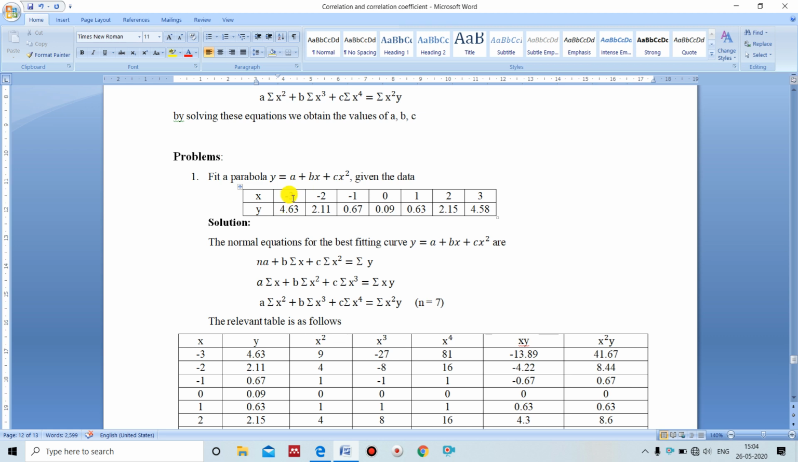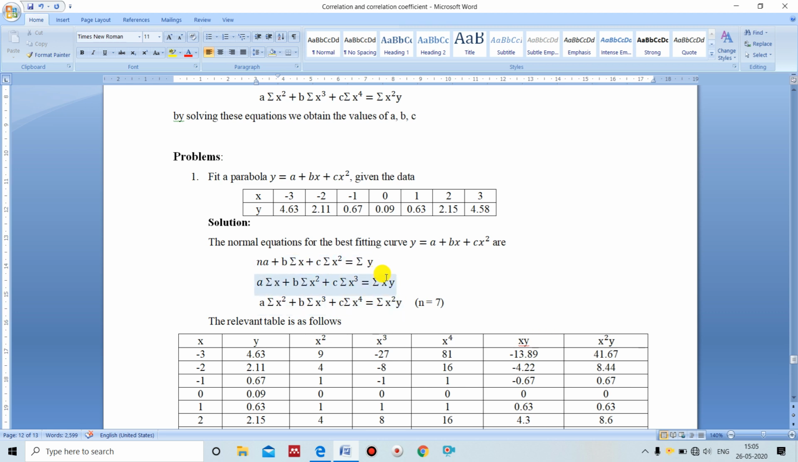For this data we find a, b, c, so that the curve is the best fit among these data. First write the normal equations for the best fitting curve y equal to a plus bx plus c x square. Multiplying by the summation, we get summation of y equal to n into a plus b into summation of x plus c into summation of x square. Then multiply by x: summation of xy equal to a into summation of x plus b into summation of x square plus c into summation of x cube. Again multiply by x to obtain the third normal equation: a into summation of x square plus b into summation of x cube plus c into summation of x raised to 4 equal to summation of x square into y.